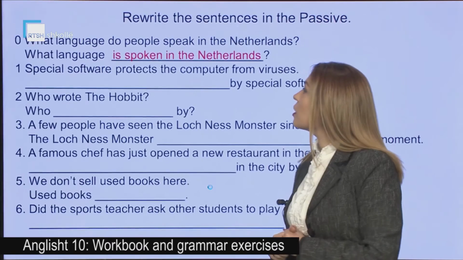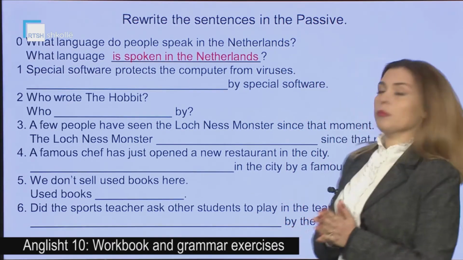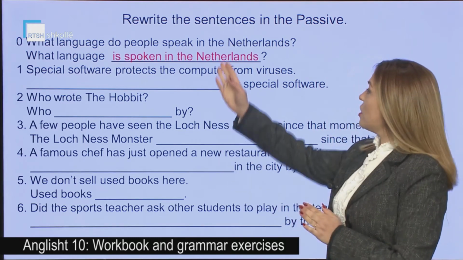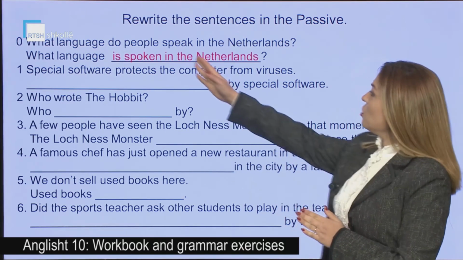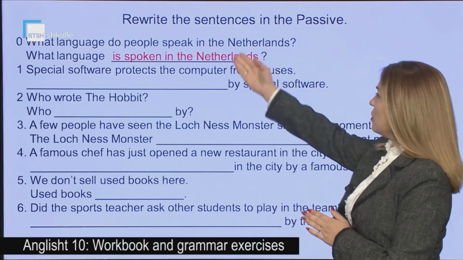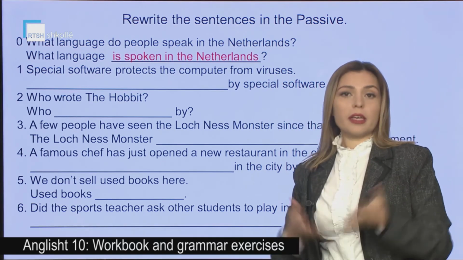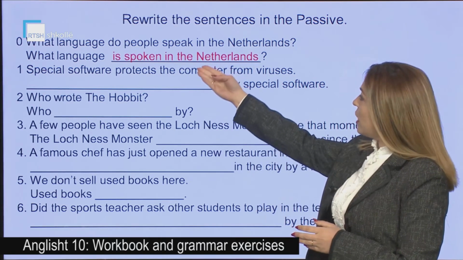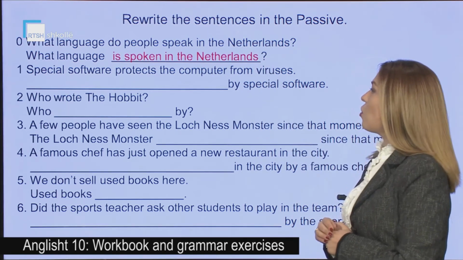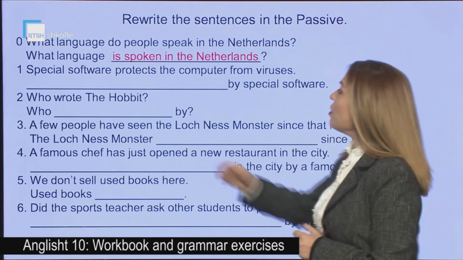Now, we have got some sentences. We are given the example. We need to rewrite the first sentence again, and we have to give the same meaning using the passive voice. Let's read the example together.